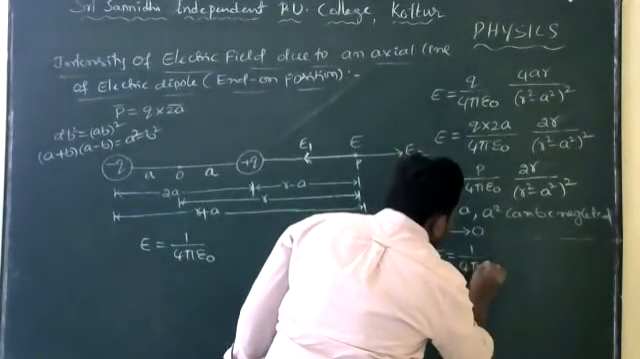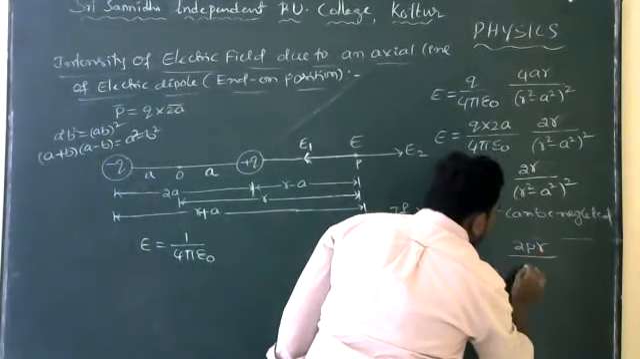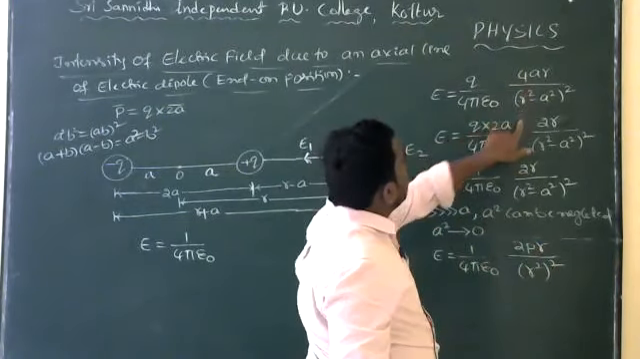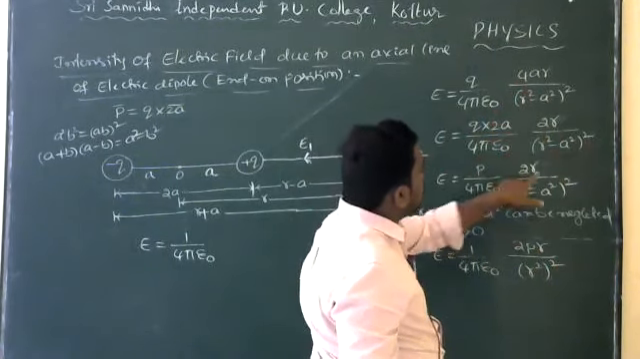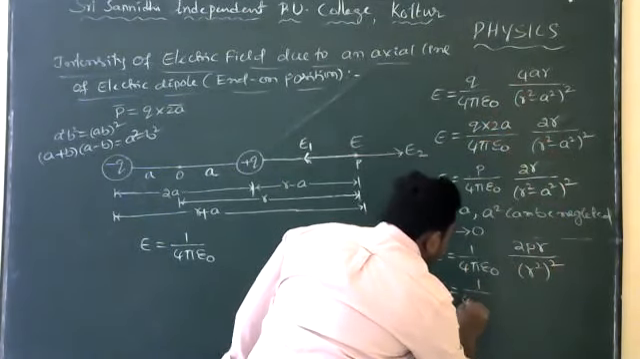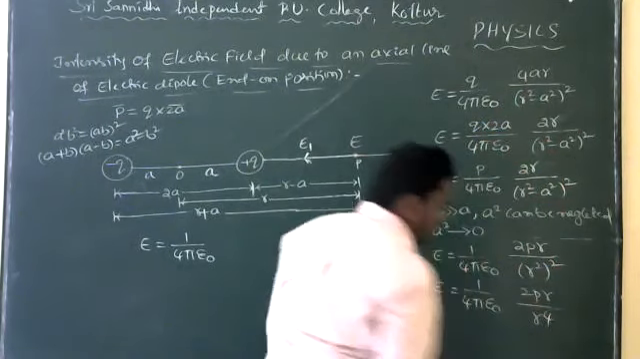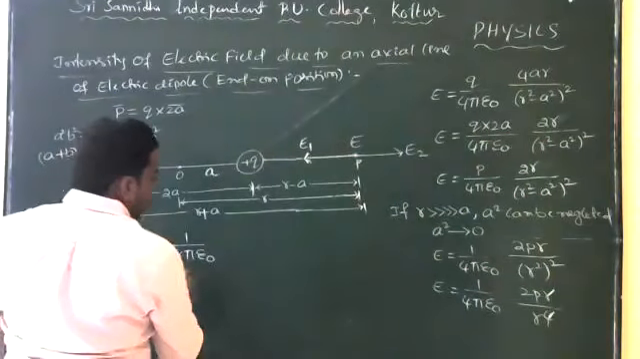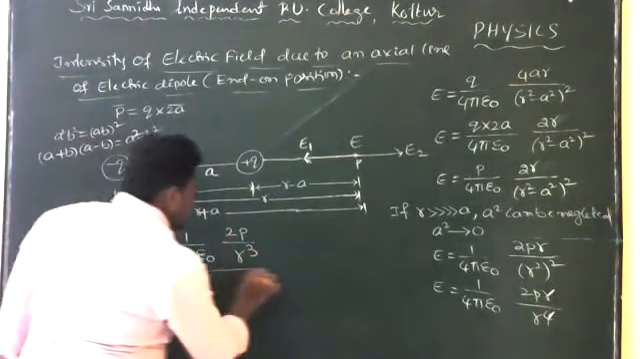1 by 4 pi epsilon naught 2pr divided by r square whole square. Okay, so 4a can be written as 2a into 2a, now we use for x in 2r by r square minus a square whole square. So here E is equal to 1 by 4 pi epsilon naught 2pr divided by r to the power of 4, so here r cancelled. So remaining value is 1 by 4 pi epsilon naught 2p divided by r cube. So this is the final equation.